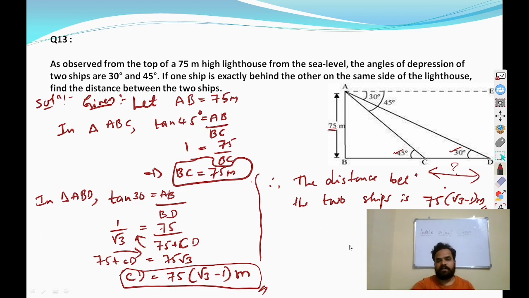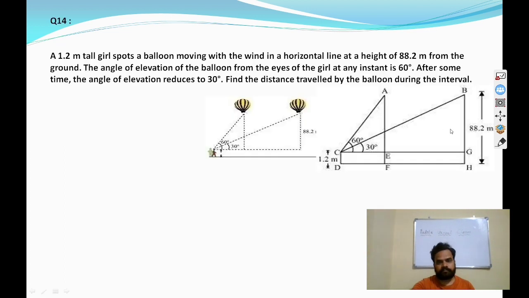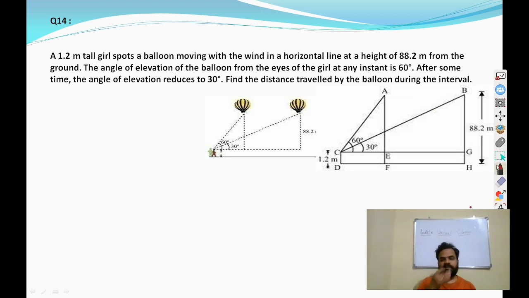Question number 14. Here is question number 14. Two diagrams are there. Actually, only one diagram we need to do. A 1.2 meter tall girl spots a balloon moving with the wind, in a horizontal line at a height of 88.2 meter from the ground.